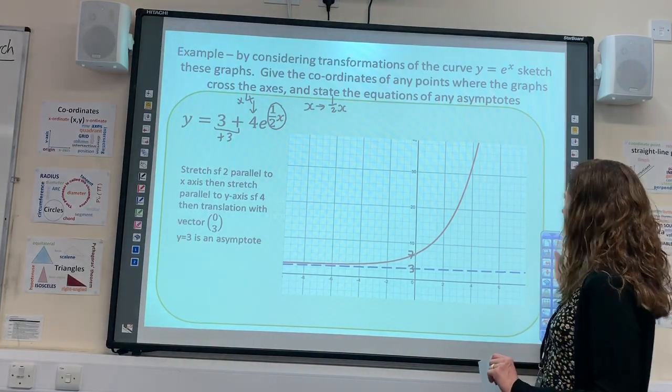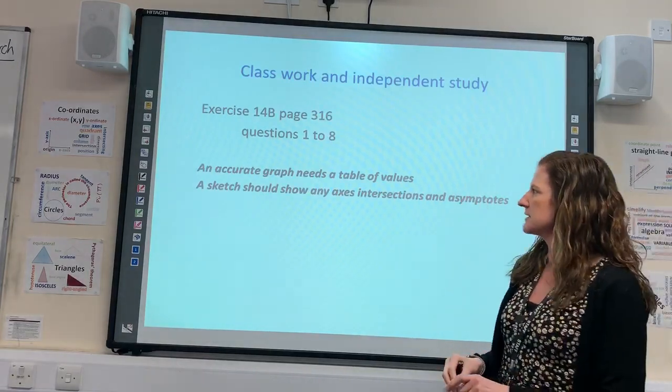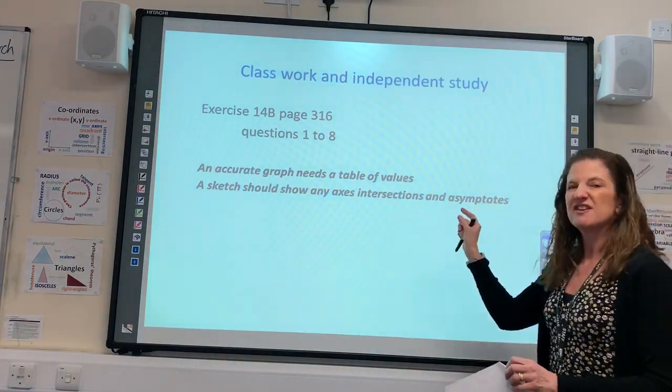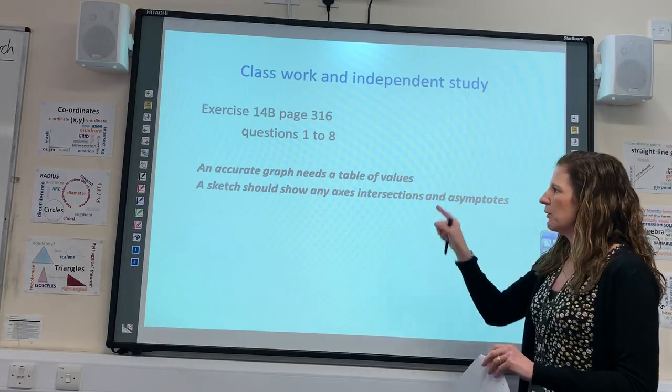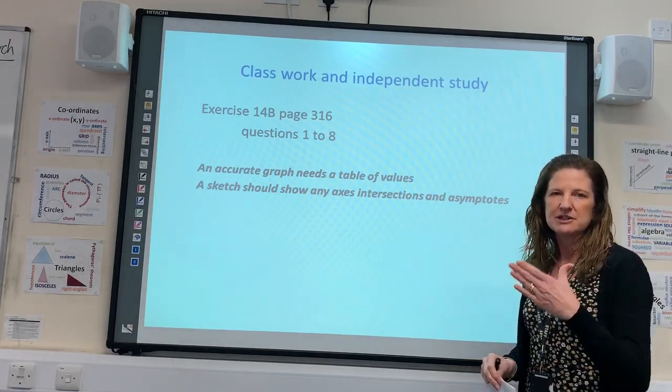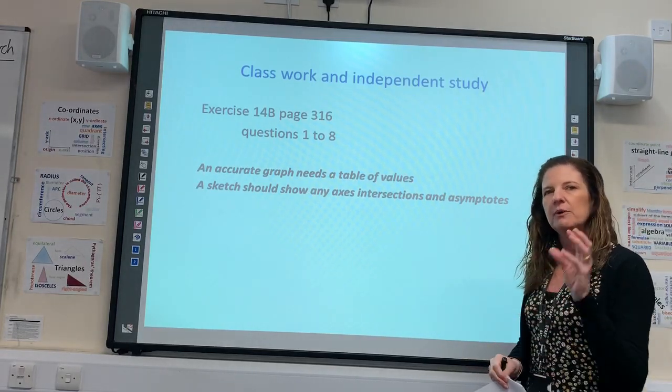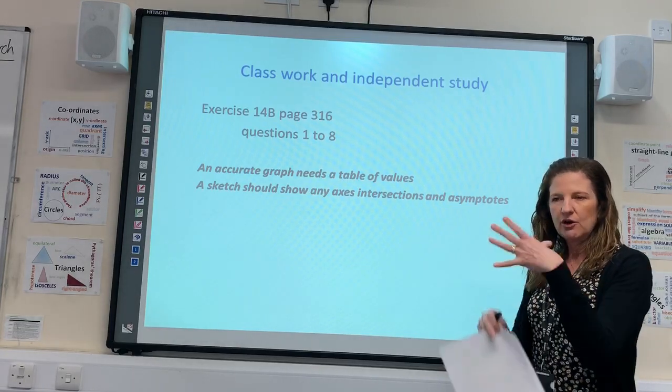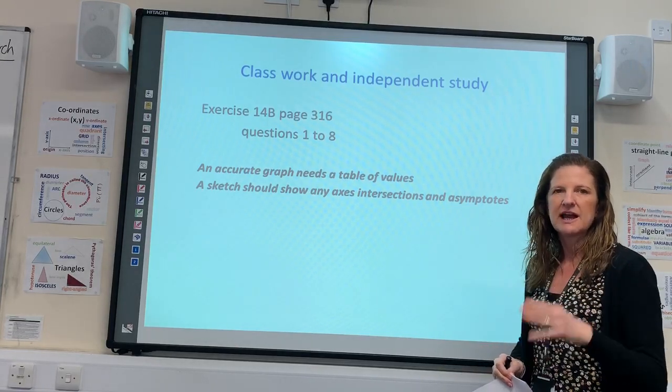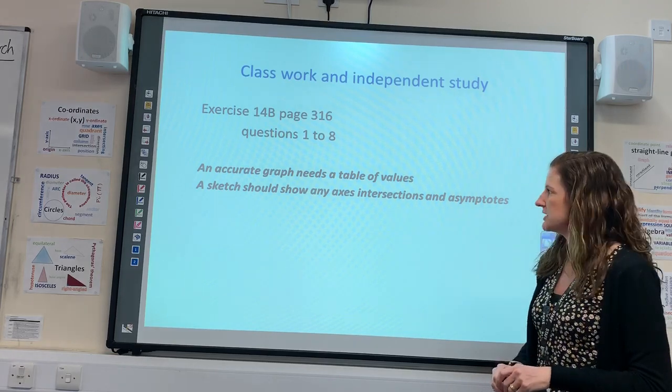Okay, right, over to you then. So these are the questions, exercise 14b. There's a couple of different sorts of questions. One of them says draw an accurate graph and then measure some gradients. So for that one, plot values on your squared paper, make sure it's nice and accurate so you can draw your tangents on to measure the gradient.